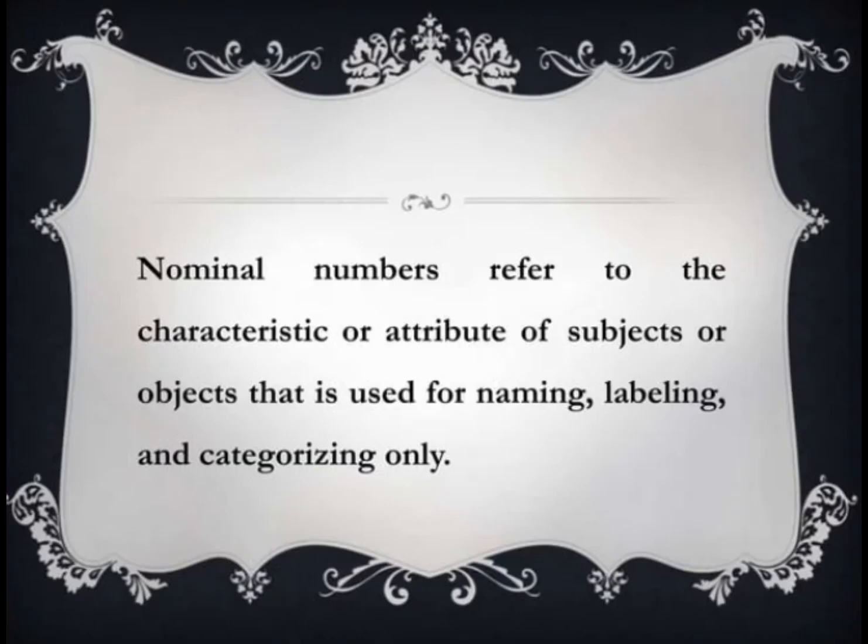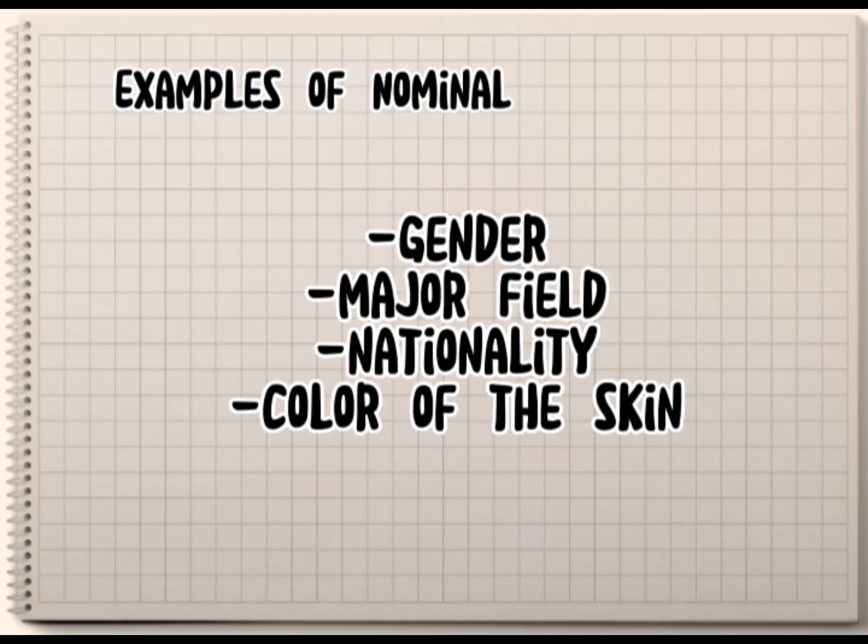Nominal numbers refer to the characteristic or attribute of subjects or objects that is used for naming, labeling, and categorizing only. In the nominal scale, numbers lose their numerical value. Operating on these numbers does not make sense. Examples of nominal are gender, major field, nationality, color of the skin, cause of death, color of the eyes, religious affiliation, race, names, and zip code.